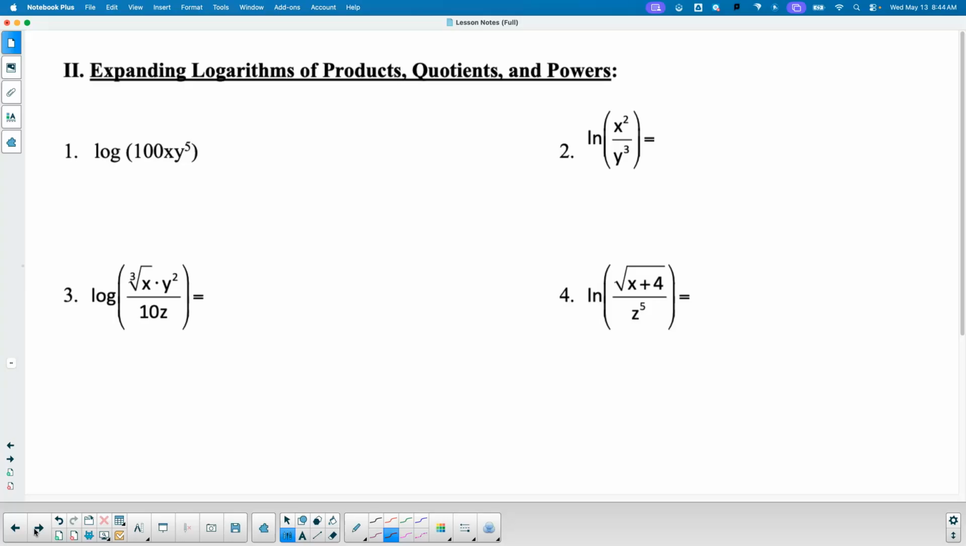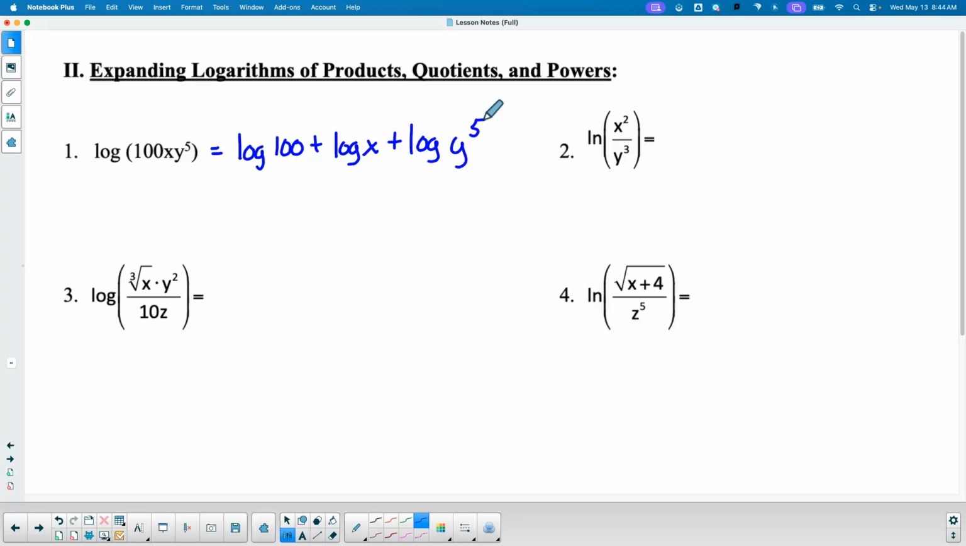So if I am expanding this one, the first thing that I'm going to do is say, okay, all of these are being multiplied together. So that means that I've got log of 100 plus log of x plus log of y to the 5th. So I broke it up into its 3 parts. Okay? Log of 100.